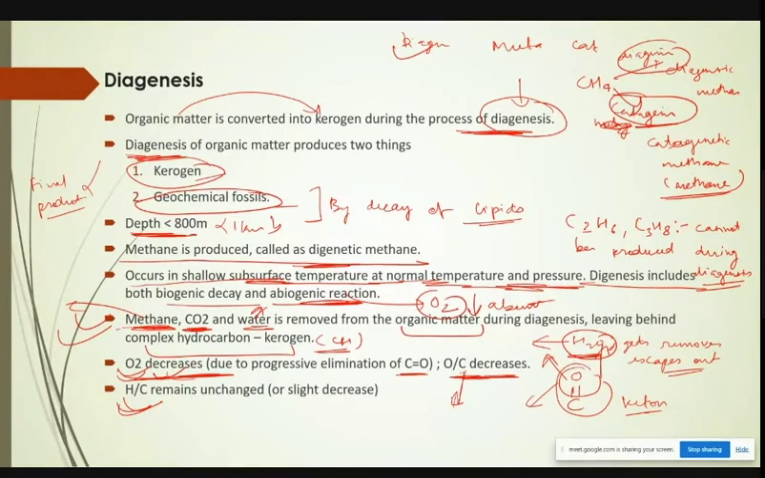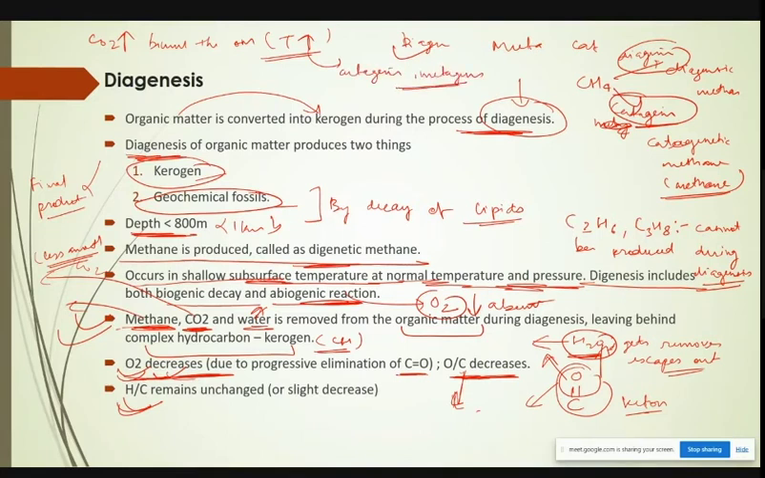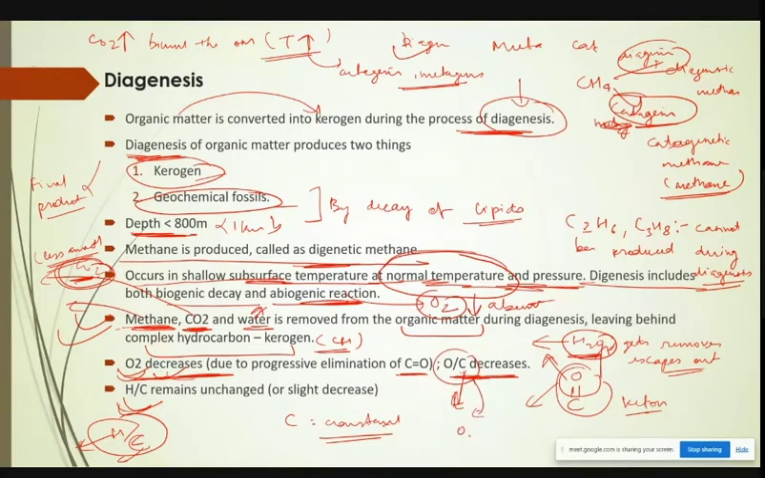Due to carbon remaining constant, a lot of carbon is not eliminated. Here it is written that CO2 is also eliminated, but this CO2 is in very small amount because we are not burning the matter. CO2 will move up when we burn the organic matter, and burning takes place when temperature is very high, and temperature is very high during catagenesis and metagenesis. During diagenesis, temperature is normal, like it is written here. So the carbon dioxide emitted during diagenesis is in very small amount. So carbon remains more or less constant during diagenesis, as a result of which H by C remains constant because no large amount of hydrogen and carbon is being eliminated, whereas the oxygen by carbon ratio decreases because a lot of oxygen is being eliminated.